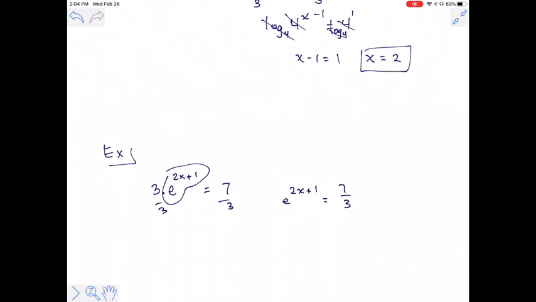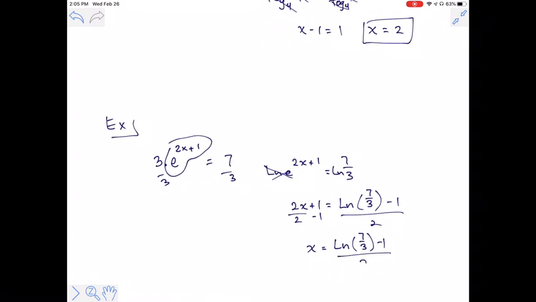Now to cancel a base e, we're going to use natural log on both sides. Natural log cancels base e. So we have 2x plus 1 equals the natural log of 7/3. Now we are to step 3, which is solve for x. So we're going to subtract 1 on both sides, and then divide everything by 2. So the exact form of this answer would be natural log 7/3 minus 1, divided by 2.